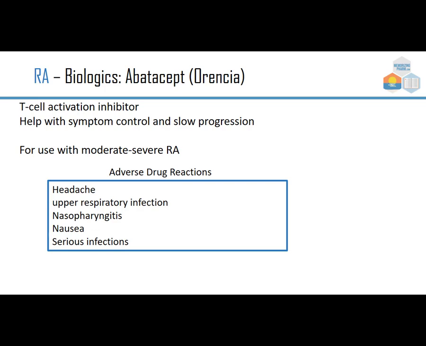T-cell activation inhibitor, so we help with symptom control and slow progression. That's for use with moderate to severe RA, and we have adverse drug reactions like headache, upper respiratory infection, nasopharyngitis, nausea, serious infections. And that's abatacept, Orencia.